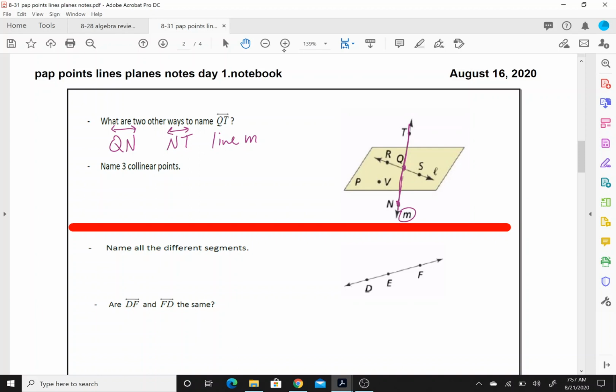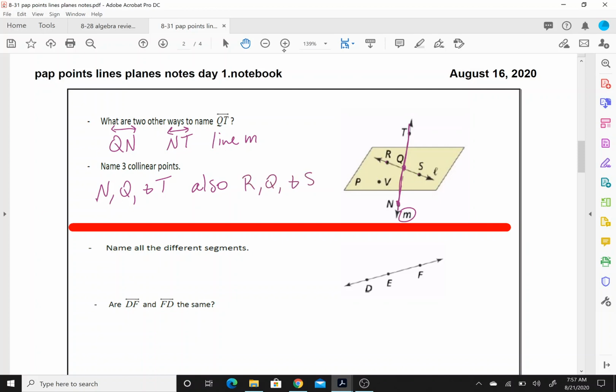Next thing, name 3 collinear points. We can actually name several sets of collinear points. Let's look at that line that we just worked with. N, Q, and T. Those are collinear. And then there's also another line in this picture. So we have those 3 points there, R, Q, and S. Those are also collinear.